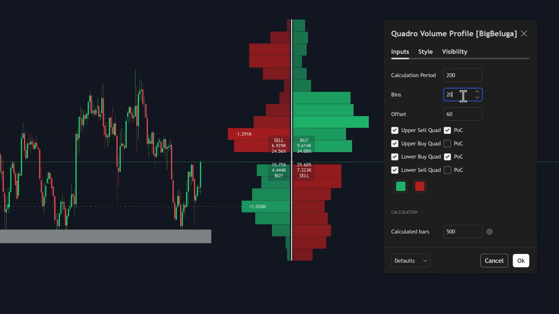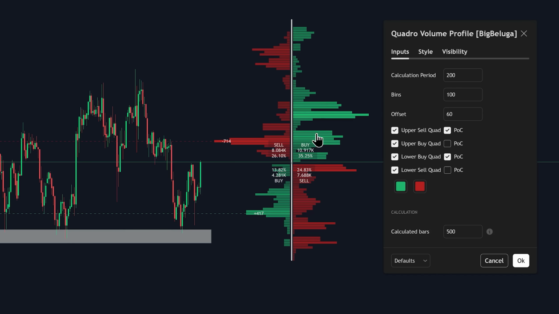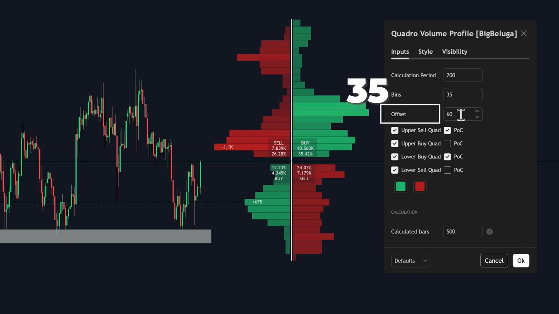Now, if you increase the number, the volume bars get thinner and thinner, covering fewer and fewer price points per bar, which isn't ideal for me. I'm going to reduce this to 35. And then we have the offset, which basically is the number of candles that the volume profile should be pushed forward. The default is fine, but for this strategy, I'm going to set it to 75.